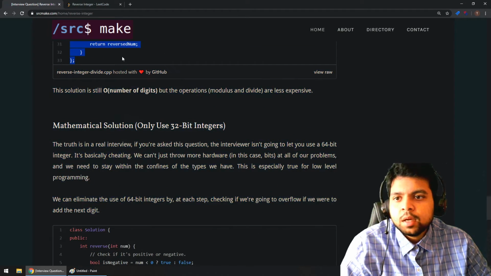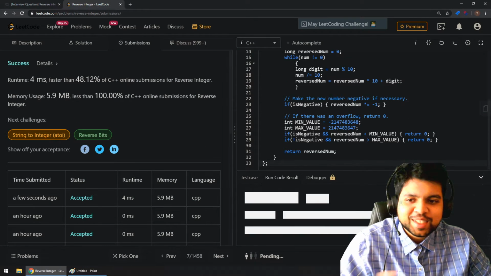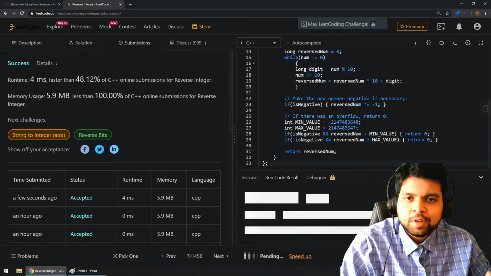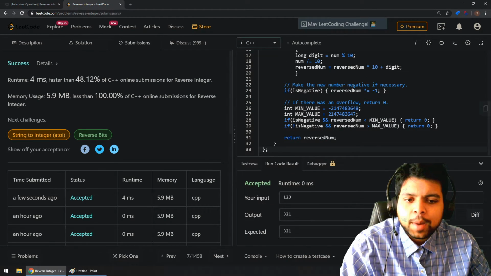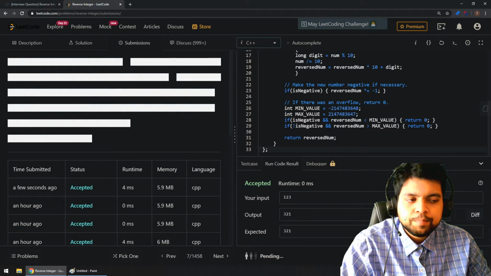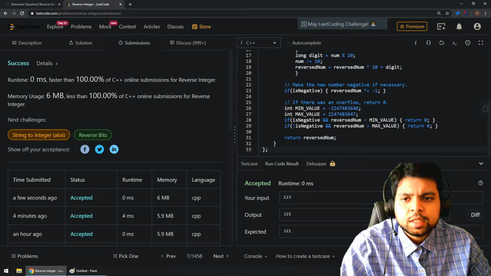My programming master actually showed me this in college a long time ago, 6 years ago, and it seemed so magical to me. I took it for granted, but that's a really powerful trick. So this code works. I'm going to submit it, and you'll see it should be 0 milliseconds, 100% time.